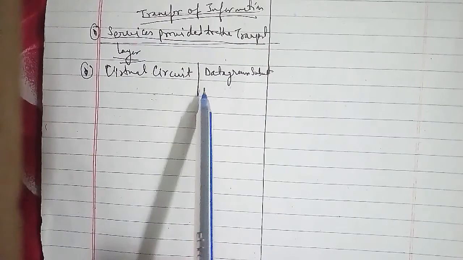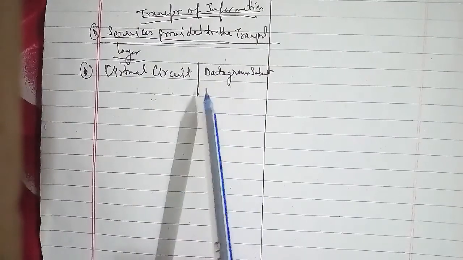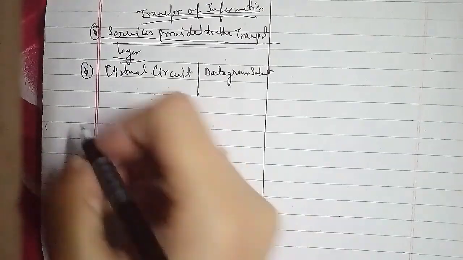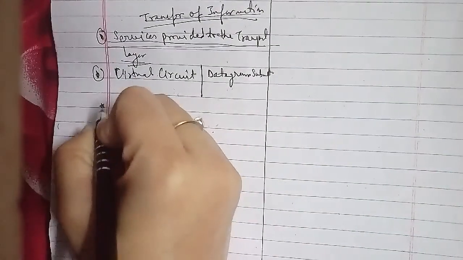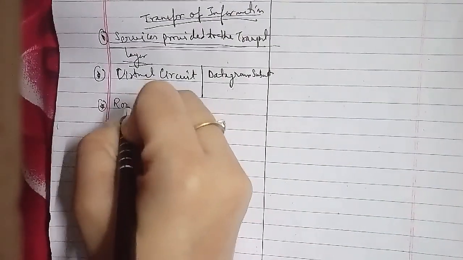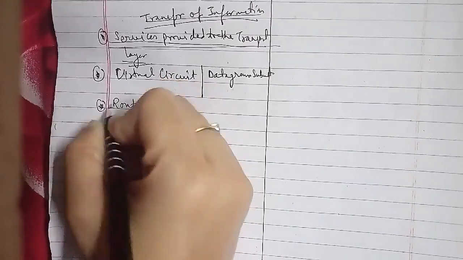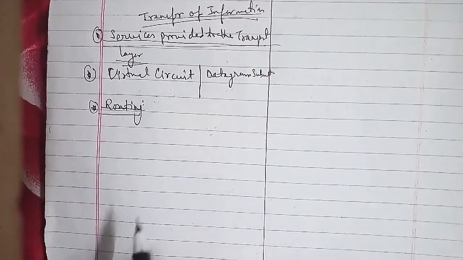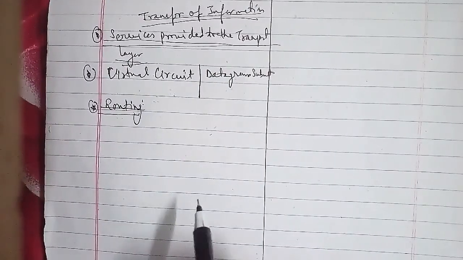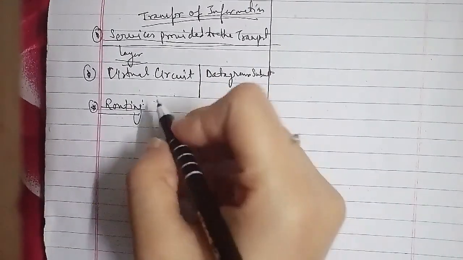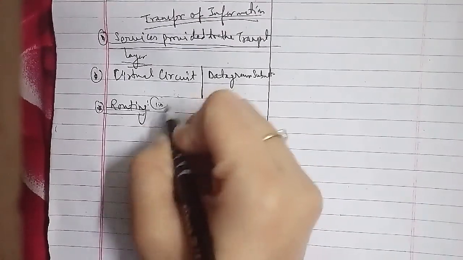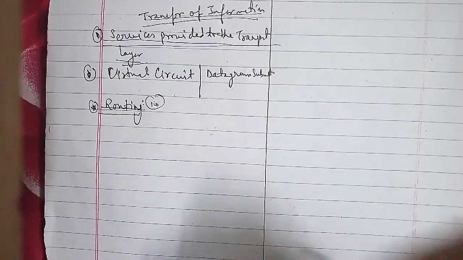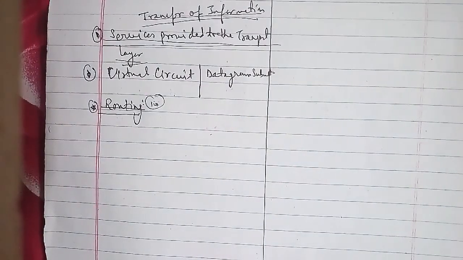Now we'll go ahead with routing. In routing, we have to discuss the goals needed in achieving a good routing algorithm, and even that has been asked for 10 marks. So the goals needed in achieving a good routing algorithm: the first is optimality.